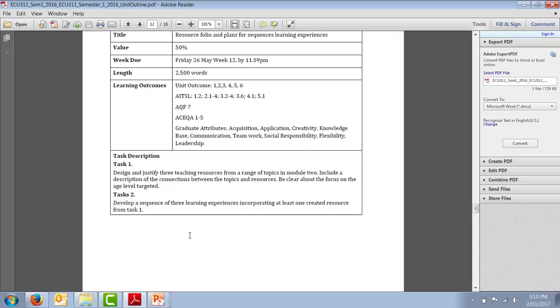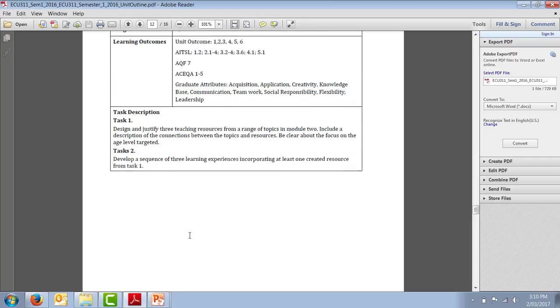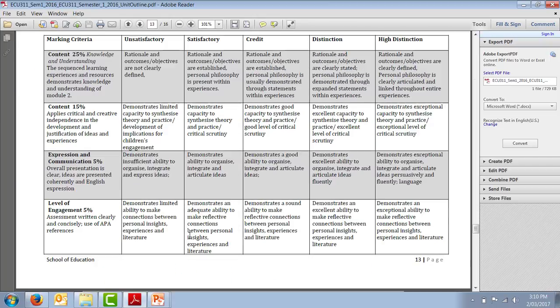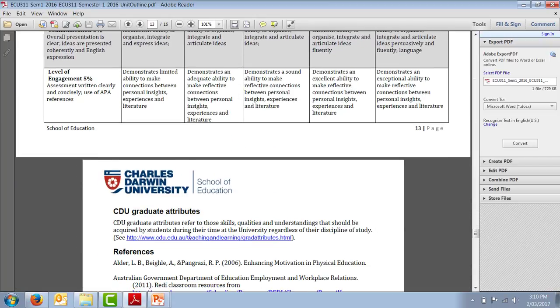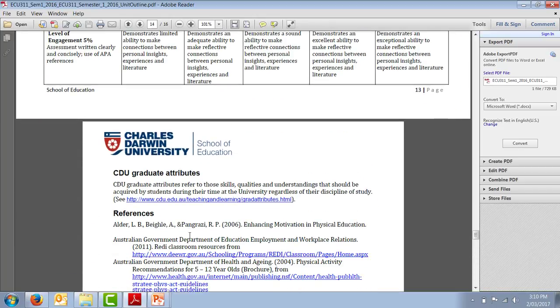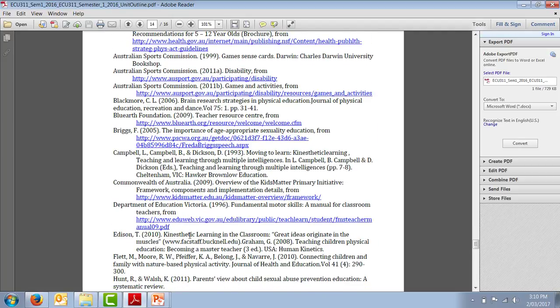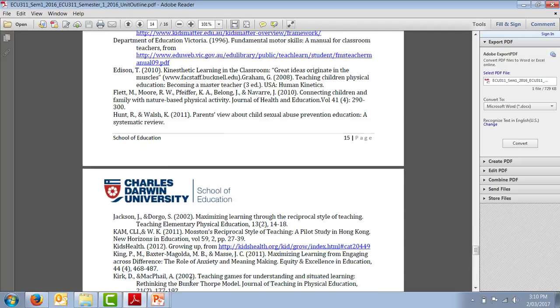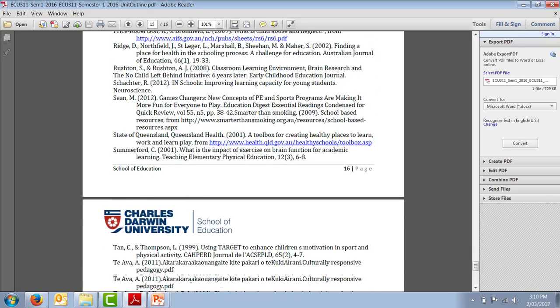Task 2, develop a sequence of 3 learning experiences incorporating at least one created resource from Task 1. And there's your rubric. I won't go into too much depth with that one. Okay. References, you can go through and you can check out these references if you like. They're all related to the unit.